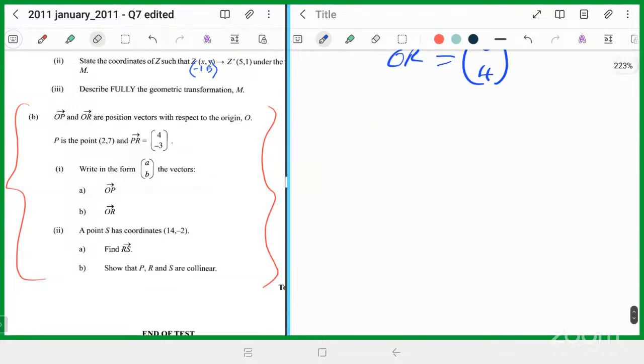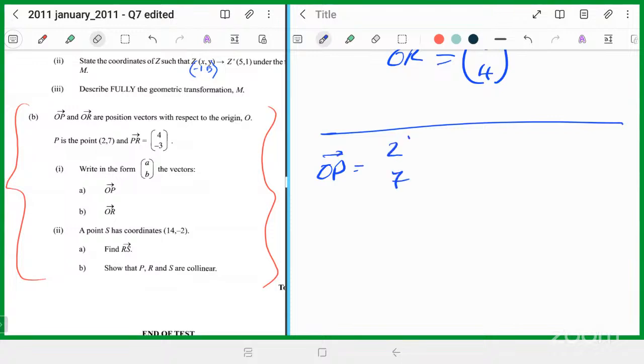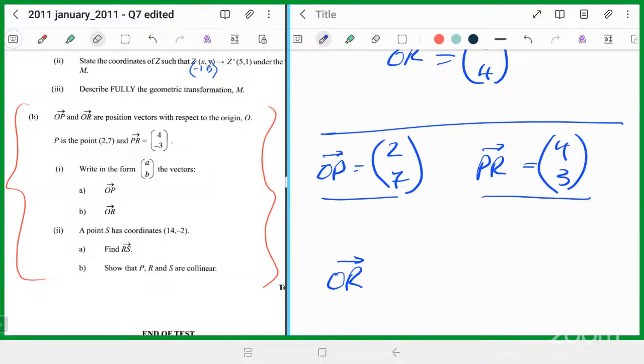Let me show another way you could do it now. More maths equals better maths. Look now. You have OP is (2,7), and you have PR is (4,-3). So we have those two vectors now. This one starts at O. Remember, you're trying to find OR right now, so you want to see how you can combine those two vectors to find OR. This one starts at O and goes to P, and I want to go from P to R. So you can use these two and go from O to R and use P as your stopping point in the middle.